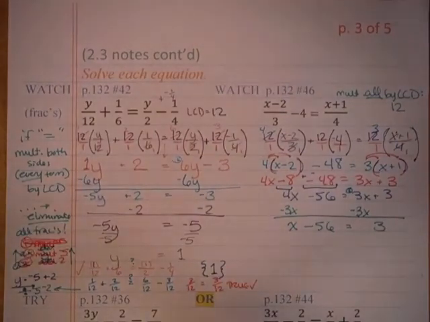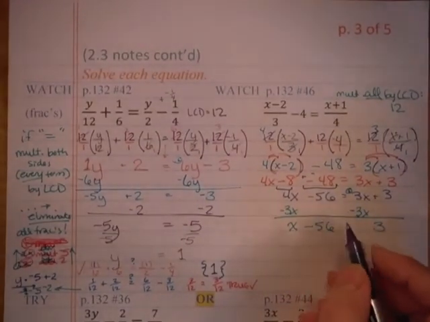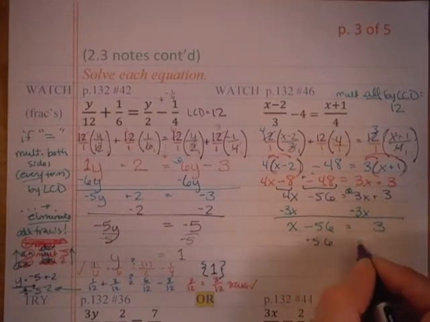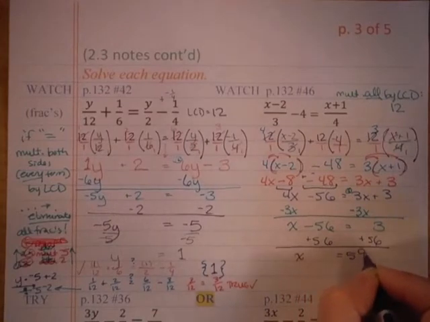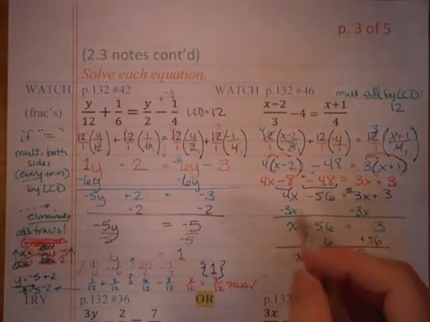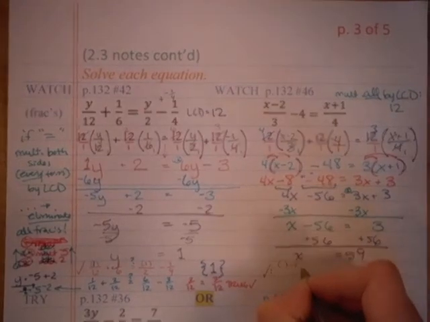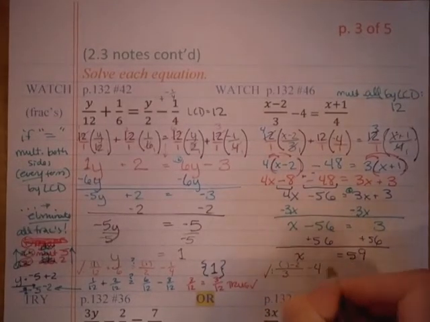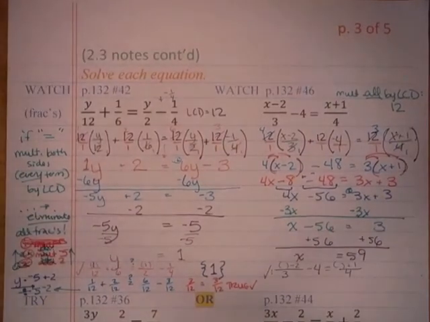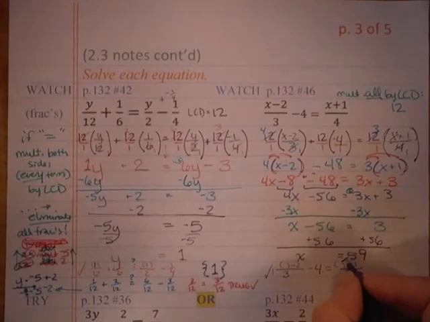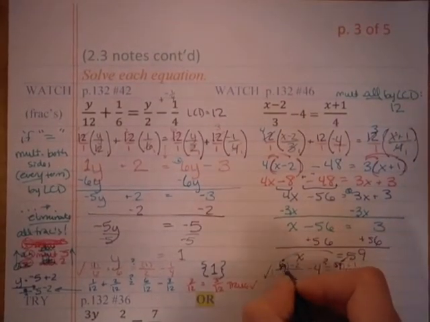I ask what's happening to x, and what's happening is that you're subtracting 56, so we undo that with the opposite. We add 56 to both sides, and we get x is equal to 59. Then we want to check that. Back in the original equation, I've got x minus 2 over 3, the whole thing minus 4, equals x plus 1 over 4. And when I plug in 59 here and here, are those two going to be equal to each other? That's what I'm testing.